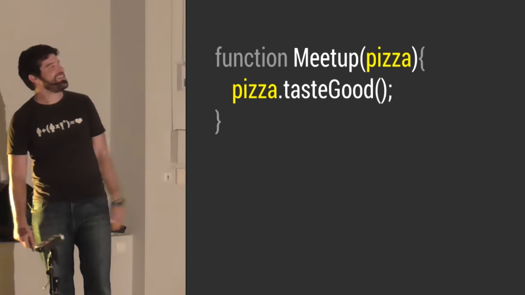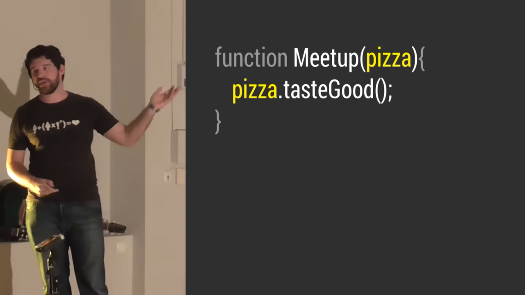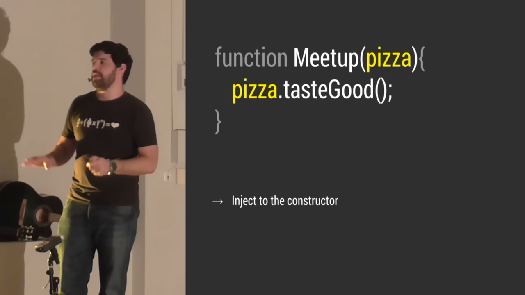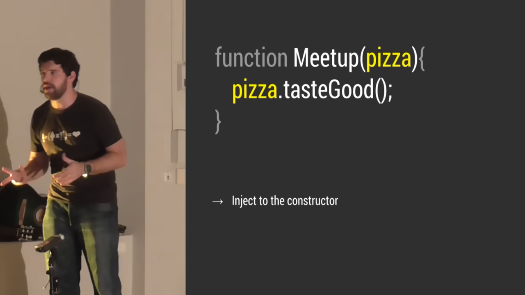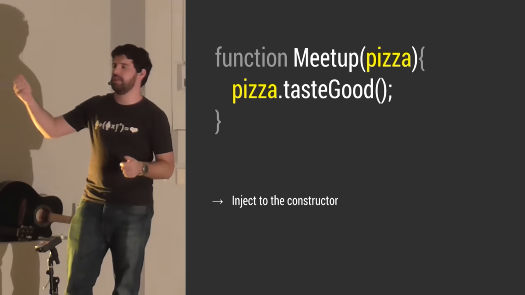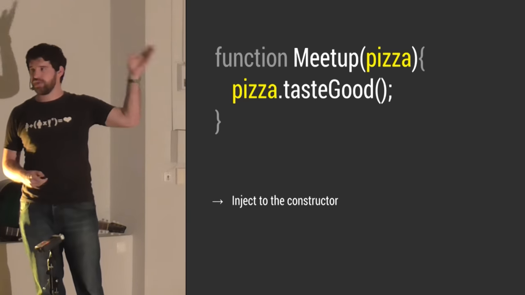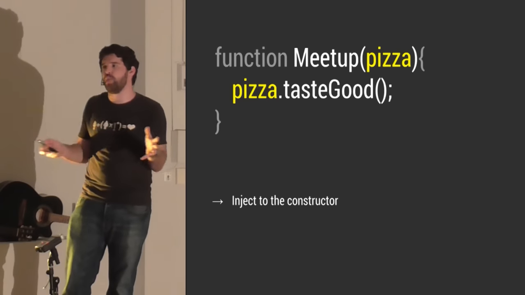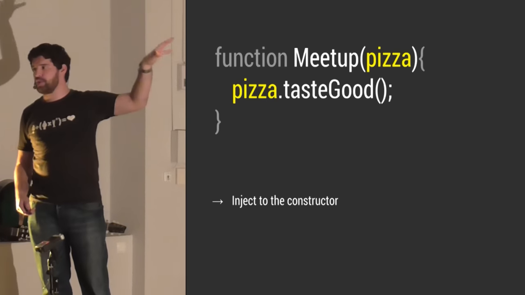So the third solution is to inject it into the constructor. So the module itself or the object doesn't know anything about how to get the dependency. It just gets injected into its constructor. So you get already what you need. You don't know which implementation it is. You just know that it tastes good.